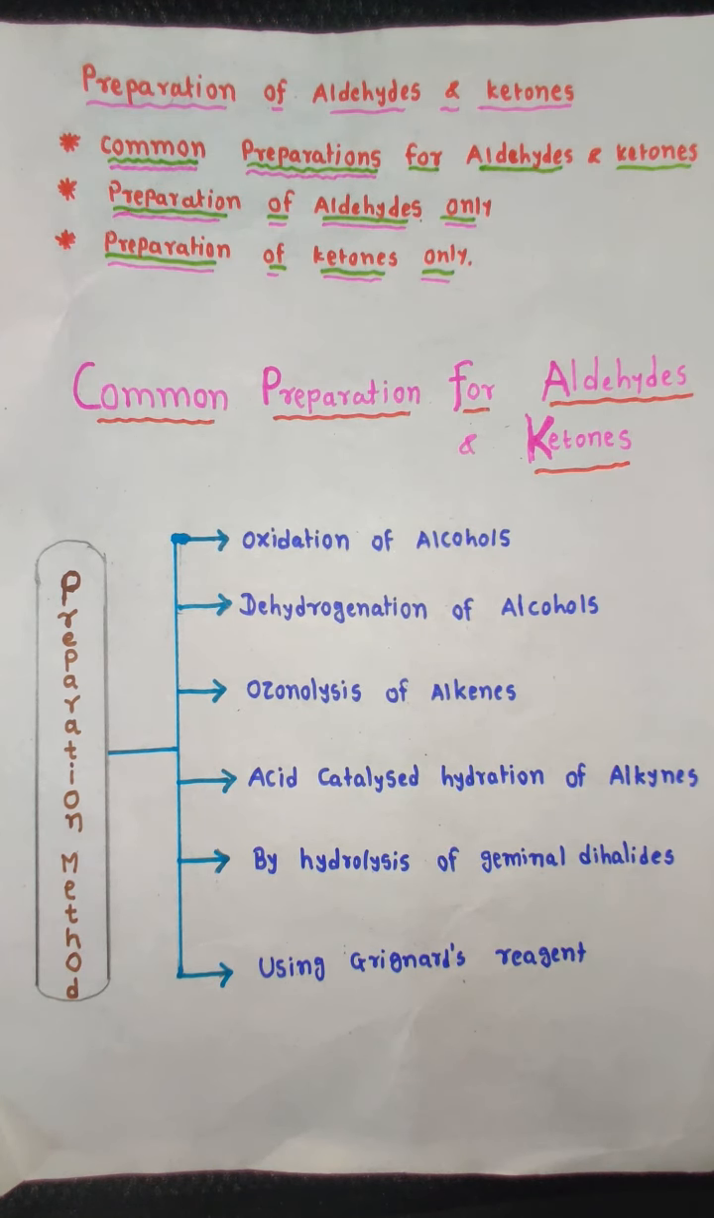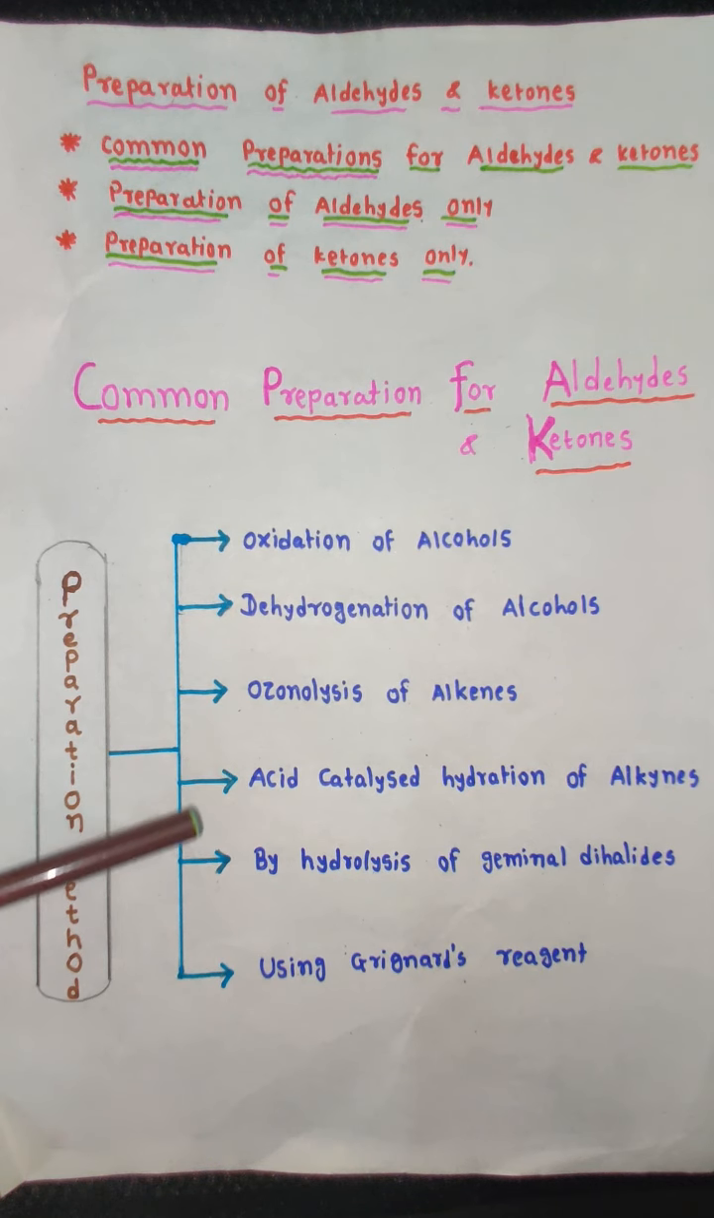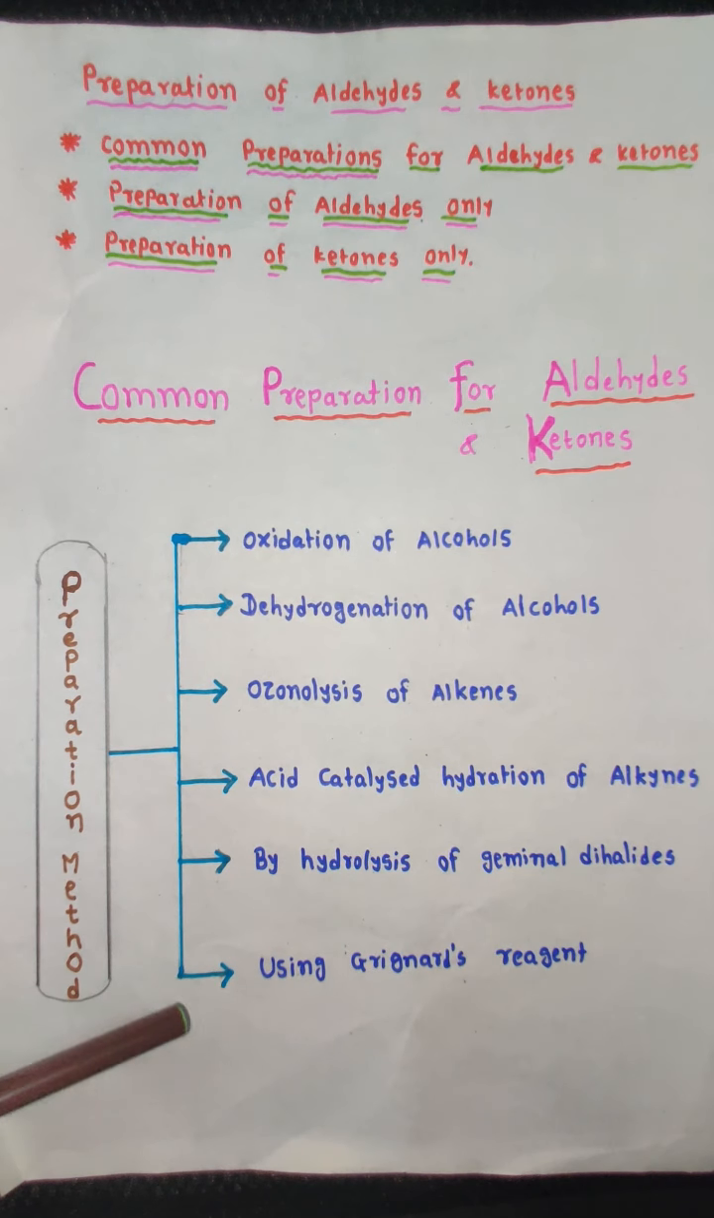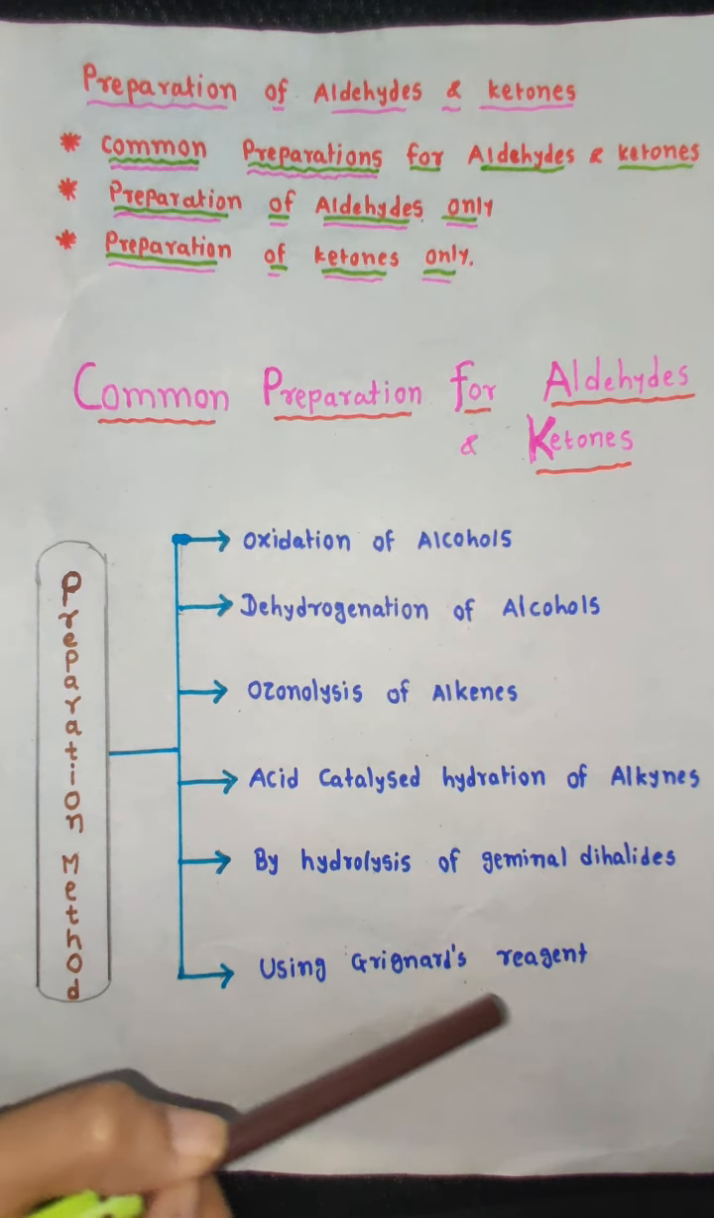See, here is the list of methods by which you can prepare aldehydes and ketones both. The first one is oxidation of alcohols. Second is dehydrogenation of alcohols. Third is ozonolysis of alkenes. Fourth is acid catalyzed hydration of alkynes. And next one is by hydrolysis of geminal dihalides. And the last one is using Grignard's reagent.